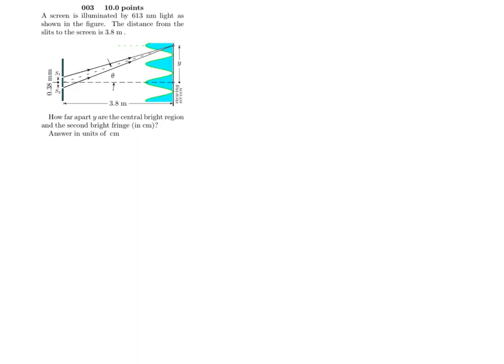A screen is illuminated by 613 nanometer light. Stop right there. That is going to be your wavelength, so lambda is going to equal 613, and instead of writing nanometers, I'm going to write times 10 to the minus 9 meters, as shown in the figure. The distance from the slits to the screen is 3.8 meters.